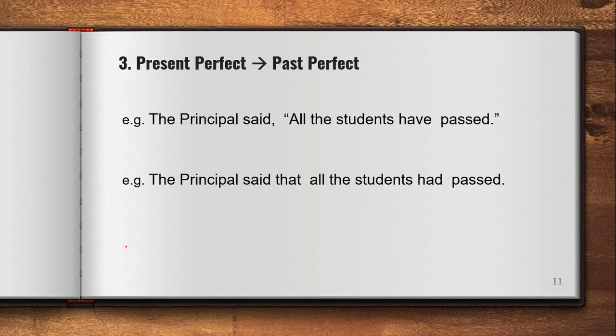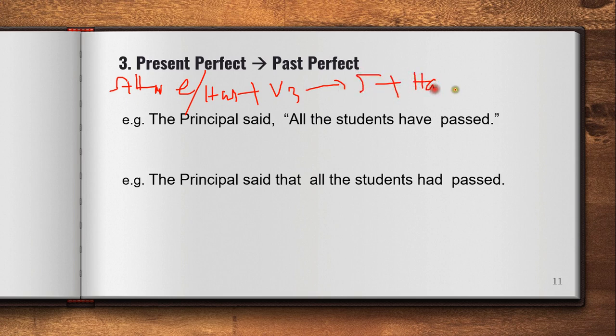So number three, present perfect. You have learned about present perfect, right? Because you know that present perfect is subject plus have or has plus verb 3. But if you want to change it to the indirect speech, you have to change to the past perfect, which becomes subject plus had plus verb 3 plus object or adverb.